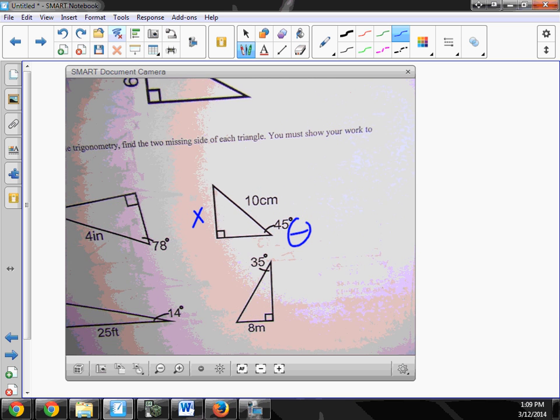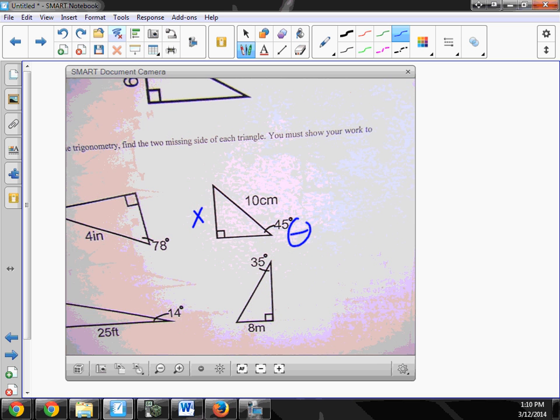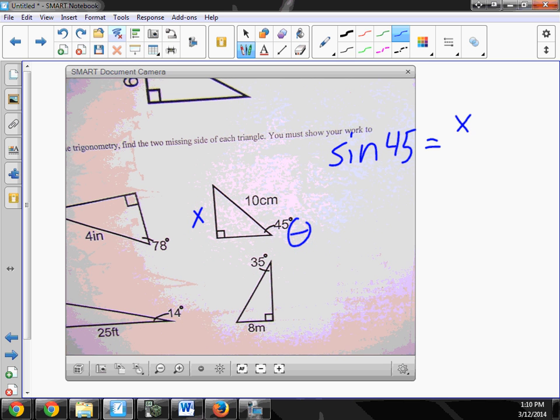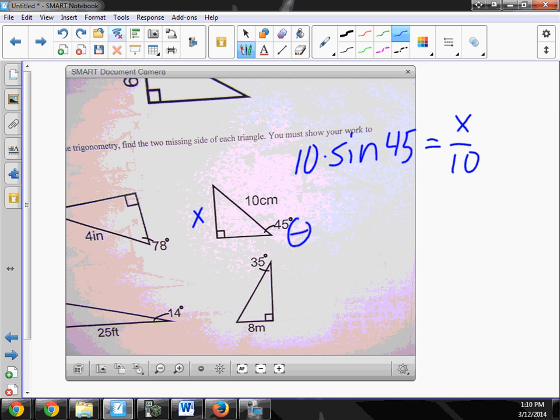What ratio am I going to use to figure out x? Opposite and hypotenuse. Which one uses opposite and hypotenuse? So the sine of 45 is equal to x over 10. Is this a switch or a multiply? So my answer is 10 sine of 45.